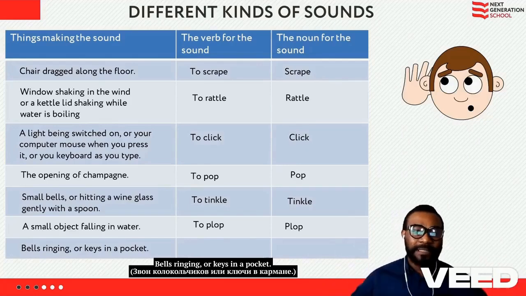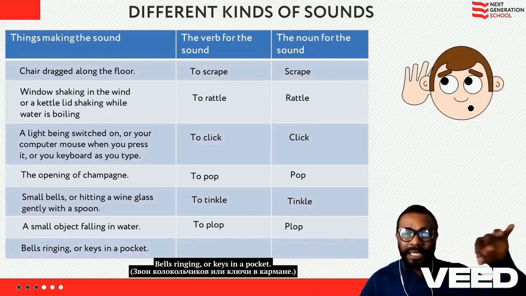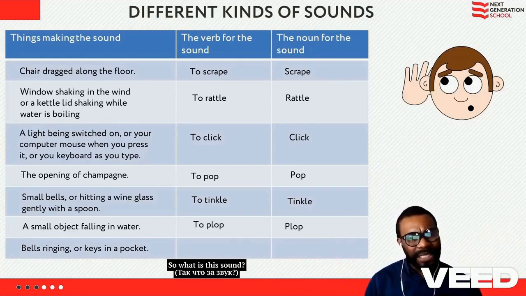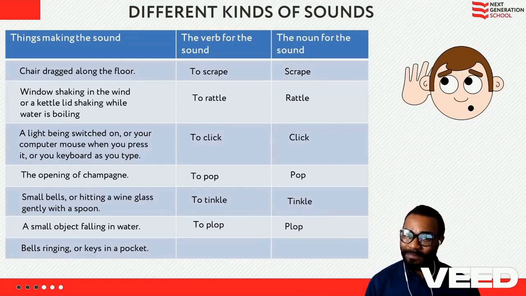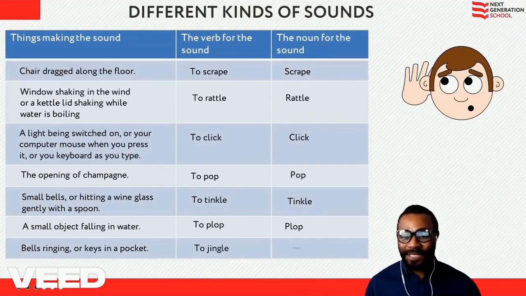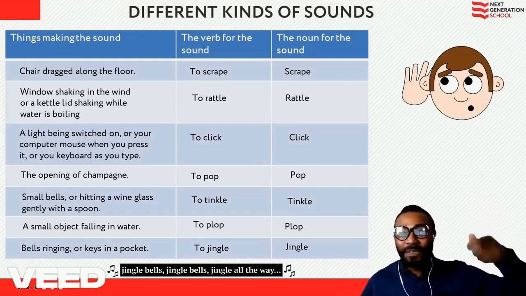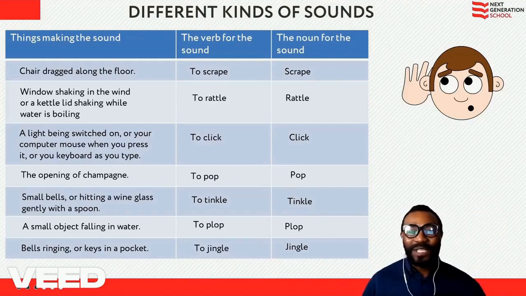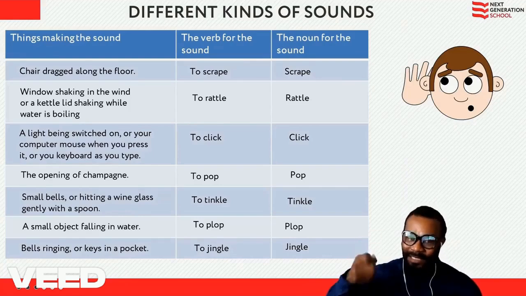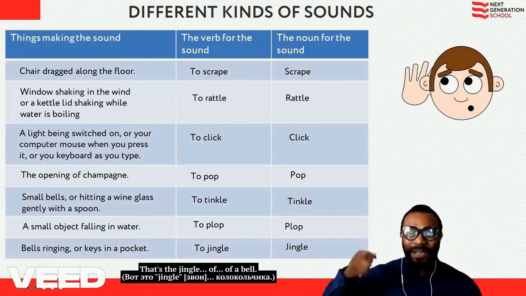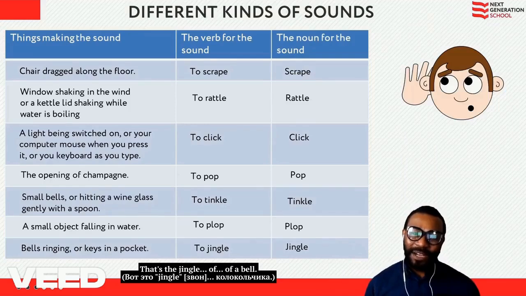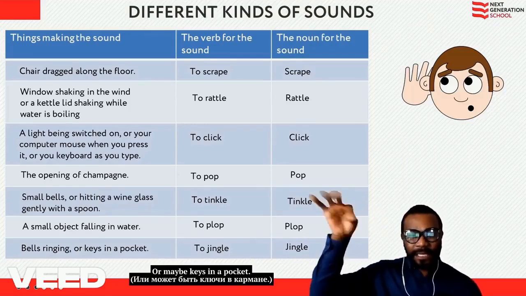Bells ringing or keys in a pocket. So what is this sound? It's very popular. It's to jingle. And the noun is just jingle. That's why we say jingle bells, jingle all the way. Right, jingle. So maybe I'll let you listen to the sound. As the jingle of a bell, or maybe keys in a pocket.